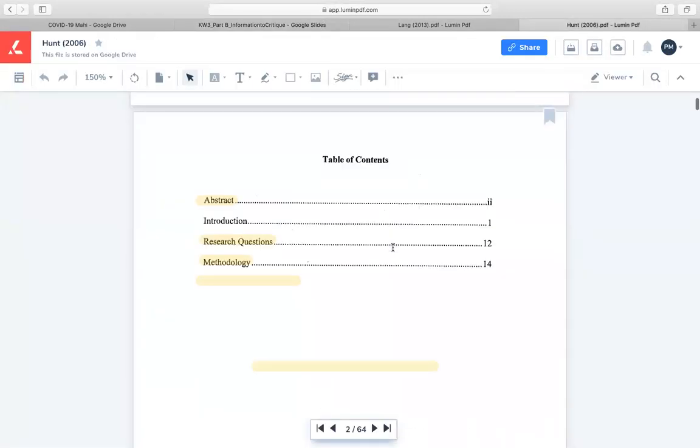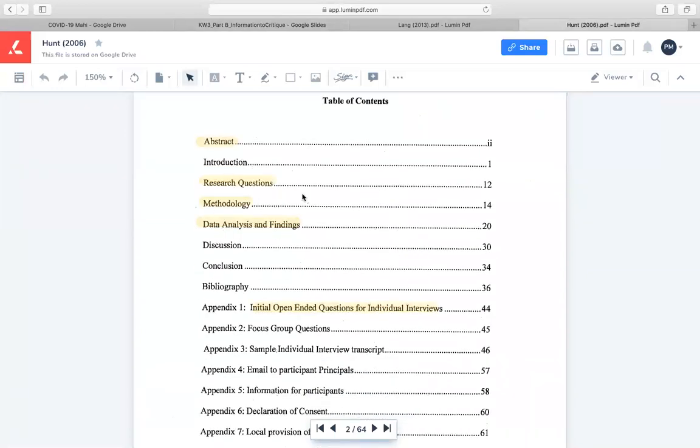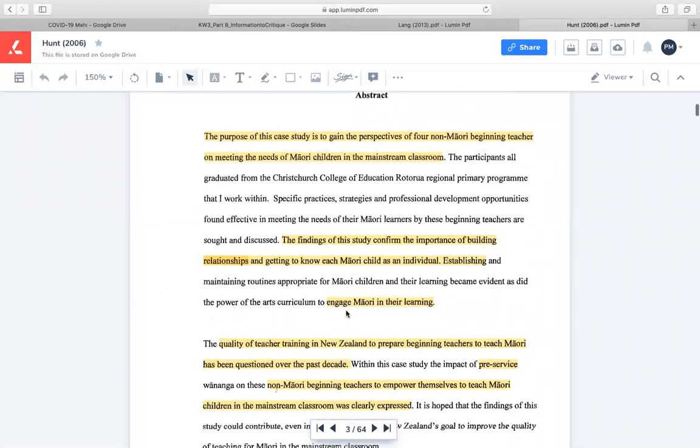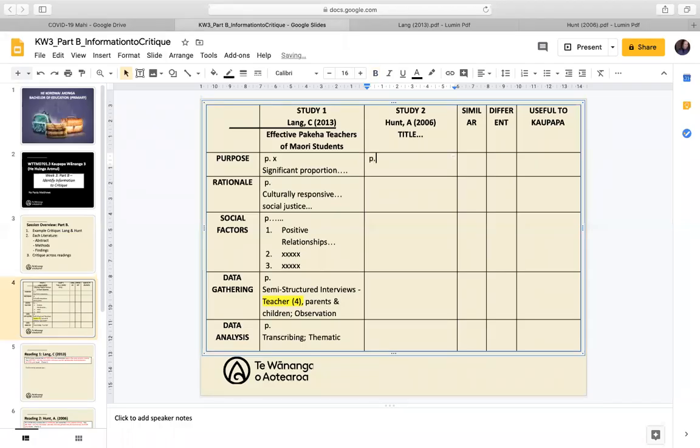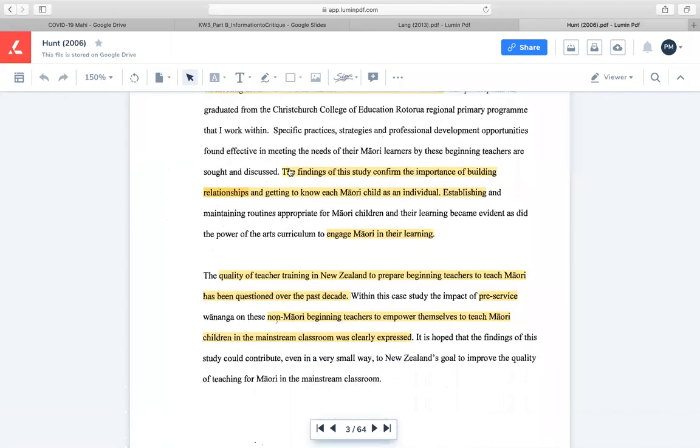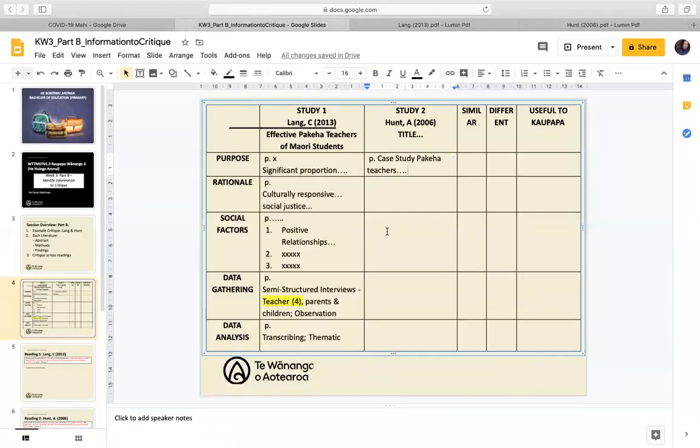So again, I've already started going through here, looking at some of the information that I need to be looking for anyway. And so the purpose of this case study is to gain perspectives of 4 non-Māori beginning teachers on meeting the needs of Māori students. So the purpose, again, is a case study of Pākehā teachers who... The findings, and see here, the findings of the study confirm the importance of building relationships. So I can already be like, oh yeah, sweet. I mean, ka pai.